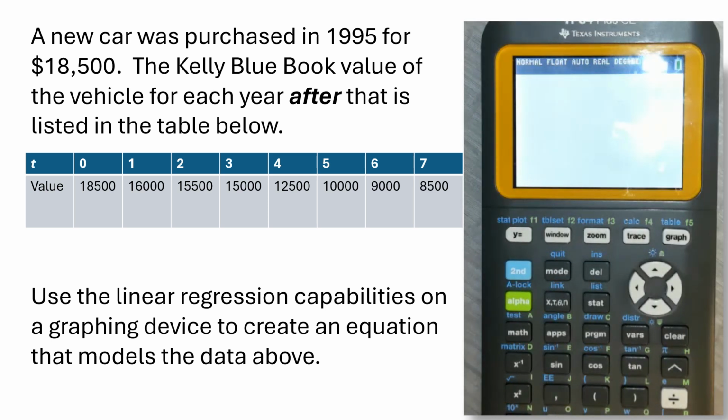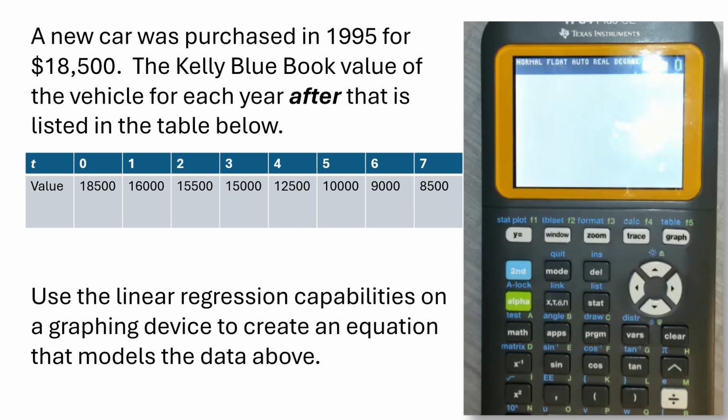Now it says a new car was purchased in 1995 for $18,500. The Kelley Blue Book value of the vehicle for each year after that is listed in the table below. Use the linear regression capabilities on a graphing device to create an equation that models this data. So it specifically shares with us we're going to use the linear regression capabilities. The first thing we're going to do is plug in the given information.